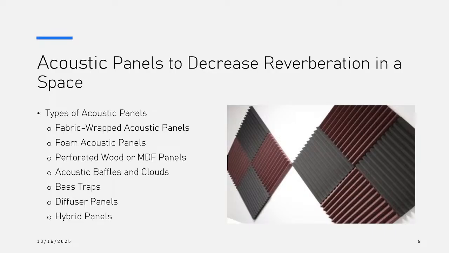The type of panel and material also influences how much reverb is reduced. Panels made from fabric-wrapped fiberglass, mineral wool, or acoustic foam are common, and we're going to get more in depth about the types of acoustic panels. We already have a list here, but I'm going to speak more on each one individually. But as of right now, I just want to close this one off.